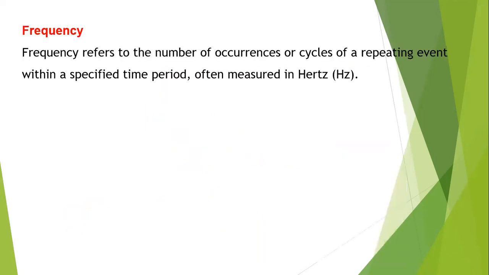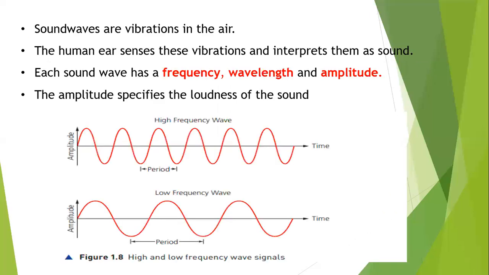First one is frequency. Frequency refers to the number of occurrences or cycles of a repeating event within a specified time period, often measured in hertz. Here in the diagram you can see cycles per second. Basically, frequency means cycles per second, from here to here, or here. So this is called frequency.